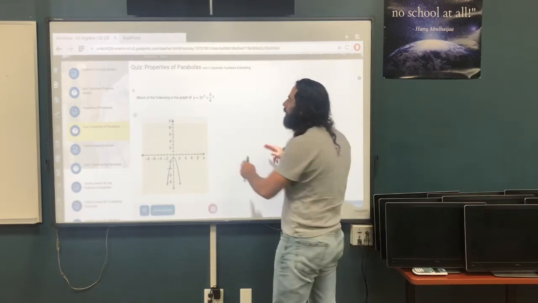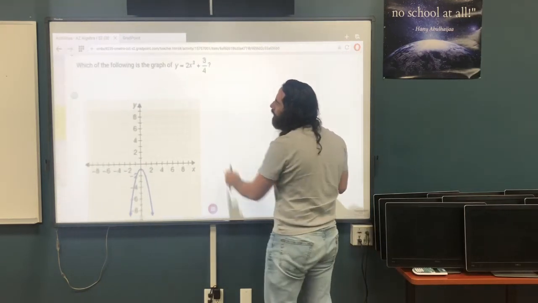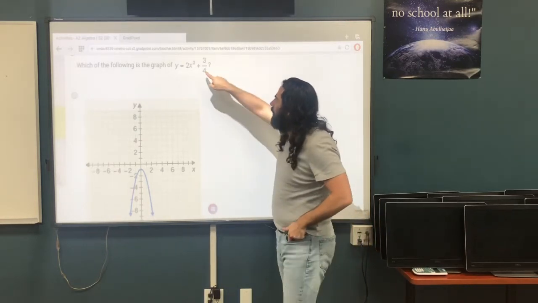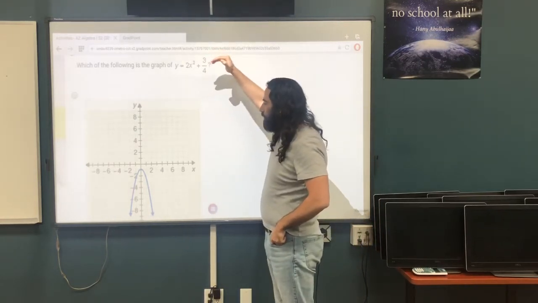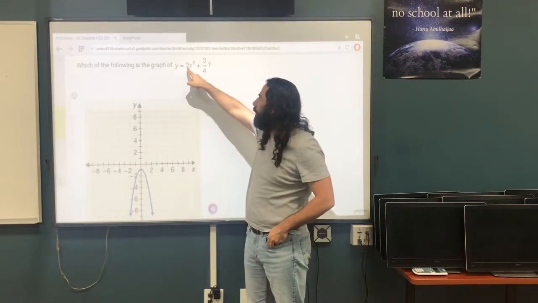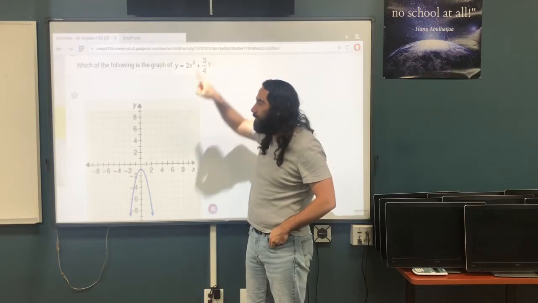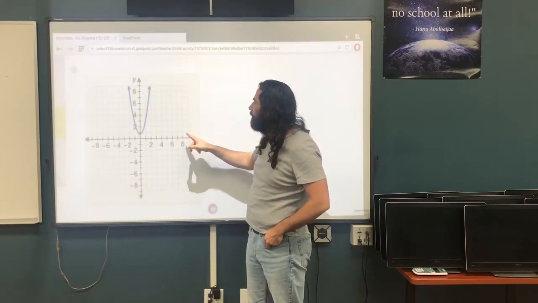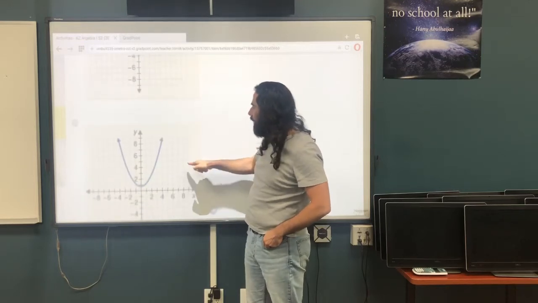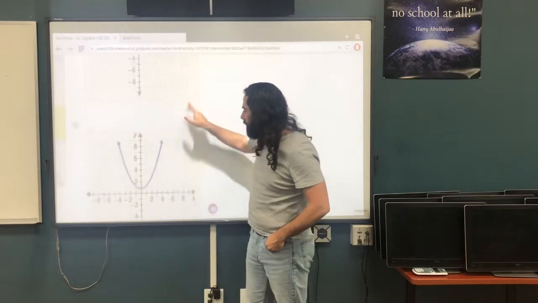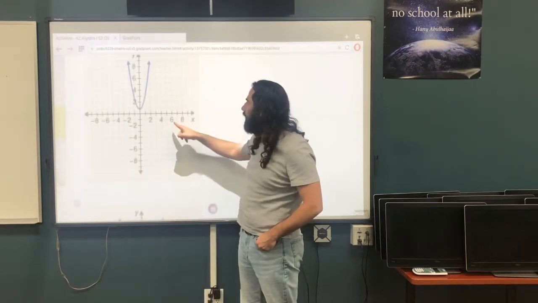The same thing here, guys. Which of the following is the graph of y equals 2x squared plus 3/4? So it needs to go up 3/4. This one went down to negative 1. And of course the a is positive, the a is 2, so the graph is supposed to be upwards. So the first one is wrong. The second one is upwards, and the third one is upwards. Both of them are at 3/4.